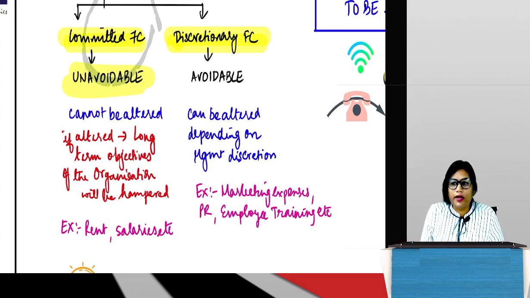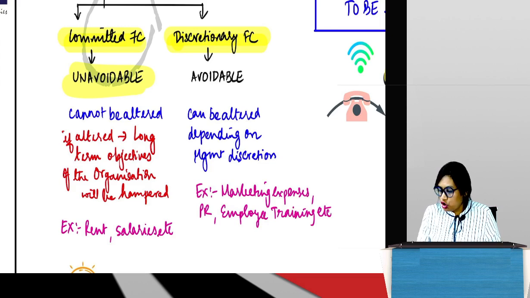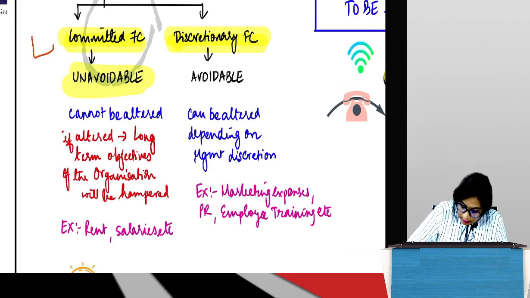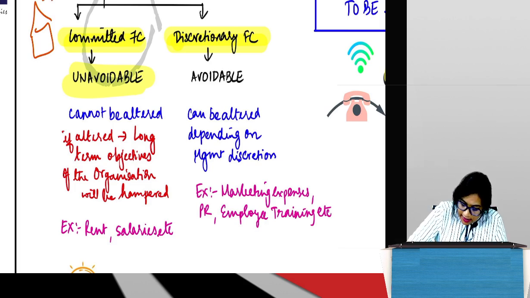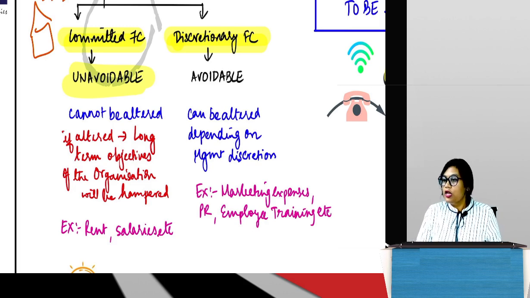So let's say there is an organization that has taken a building on rent. Now, let's say the rent is 60,000 rupees. The CEO feels, I don't want to pay 60,000 this month. Let me pay 40,000 or let me pay 30,000. Can he do that? What happens if he tries? The owner will call him and say, get lost, I will give the building to somebody else. Correct? You have to pay the rent.